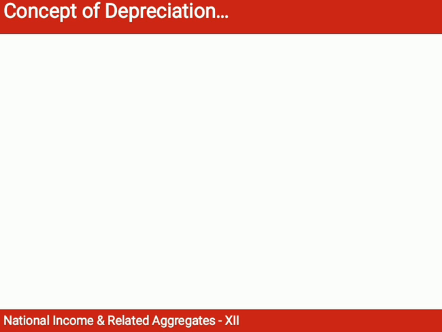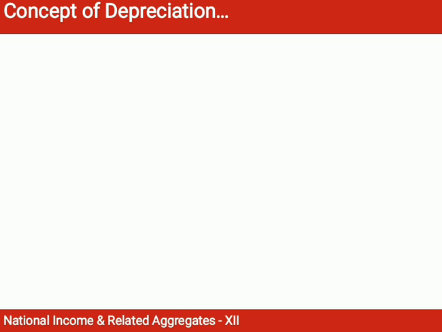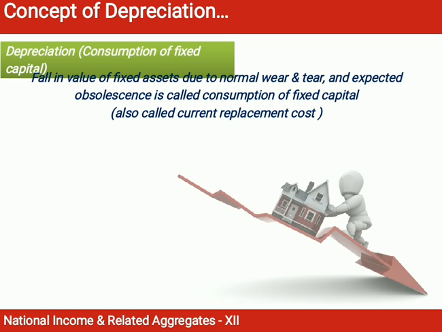We understand depreciation with the help of an example. For example, if a machine is purchased for rupees 10 lakh and its expected lifetime of use is 10 years, then the annual provision for depreciation is rupees 1 lakh. 1 lakh means 10 lakh divided by 10 years.